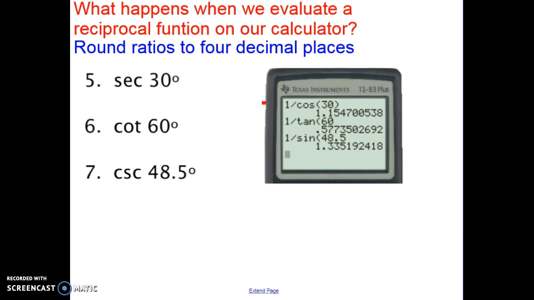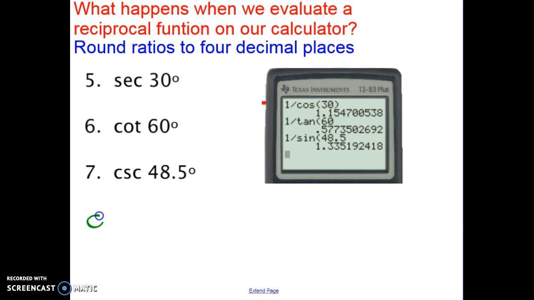Now, there will be times where we have to evaluate reciprocal functions. Unfortunately, our calculators do not have secant or cotangent buttons. However, they do have sine, cosine, tangent. And one thing that I know about secant, cotangent, and cosecant is that those are just reciprocal functions.